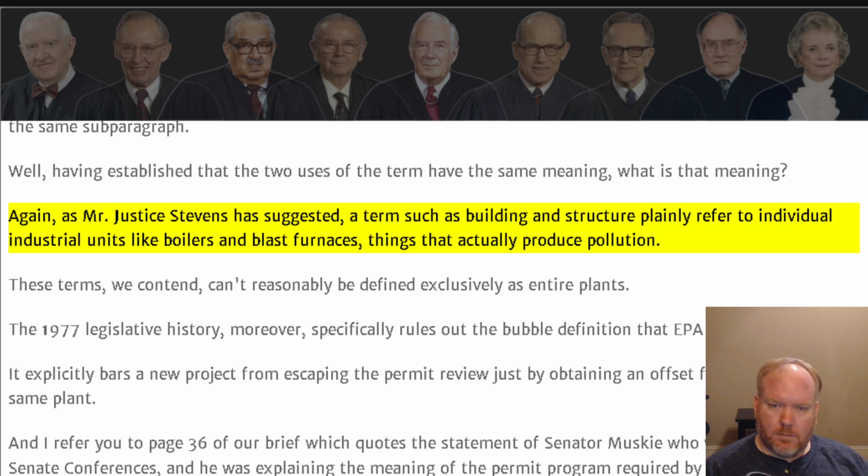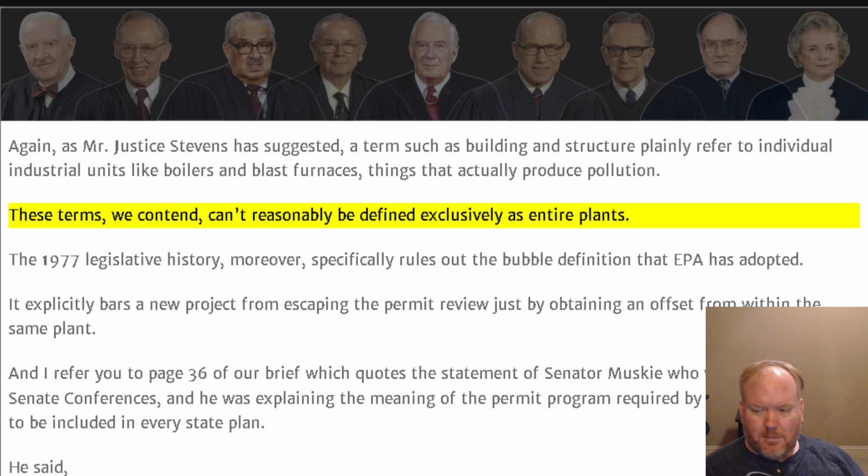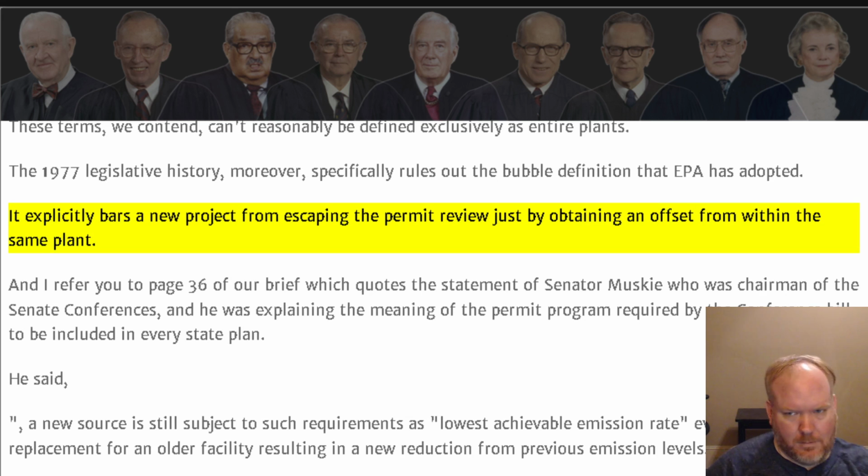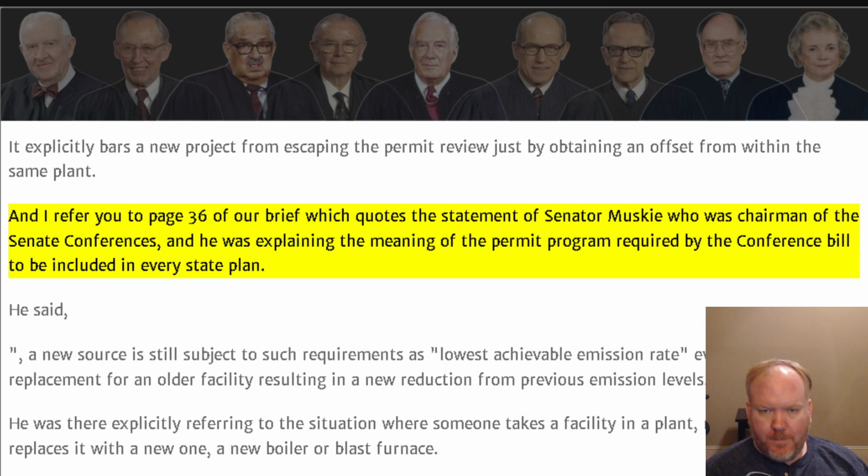Units like boilers and blast furnaces, things that actually produce pollution. These terms, we contend, can't reasonably be defined exclusively as entire plants. The 1977 legislative history, moreover, specifically rules out the bubble definition that EPA has adopted. It explicitly bars a new project from escaping the permit review just by obtaining an offset from within the same plant. And I refer you to page 36 of our brief, which quotes the statement of Senator Muskie, who was chairman of the Senate conferees, and he was explaining the meaning of the permit program required by the conference bill to be included in every state plan.